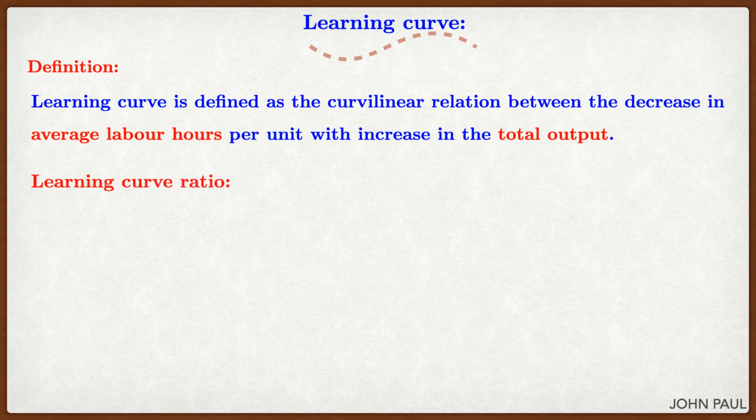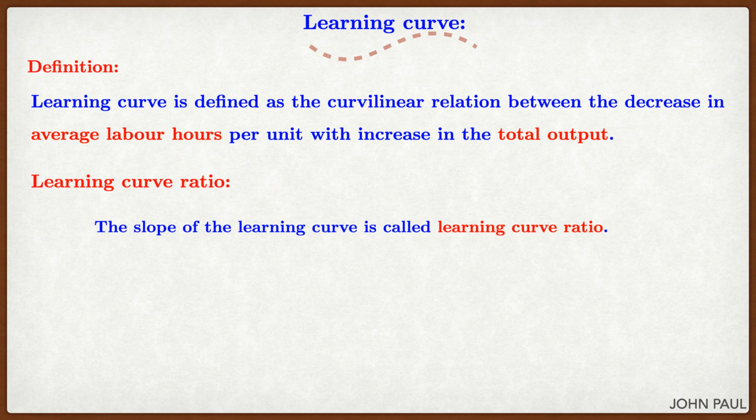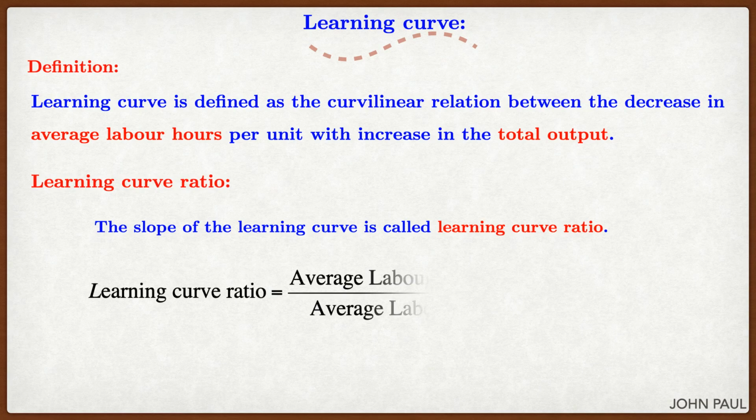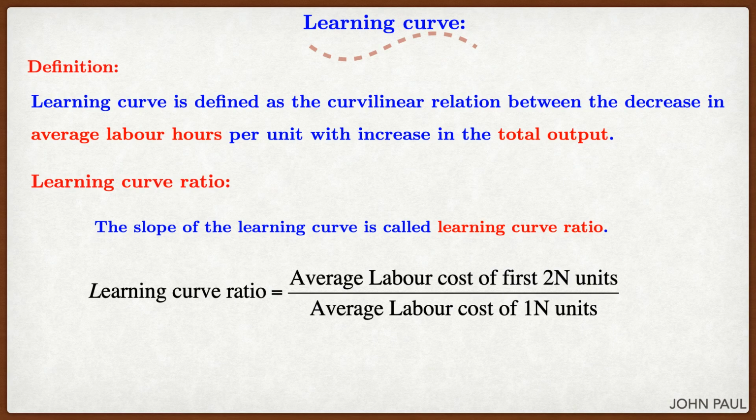Learning curve ratio. The slope of the learning curve is called the learning curve ratio. We can say the learning curve ratio equals the average labor cost of the first 2n units divided by the average labor cost of 1 unit.